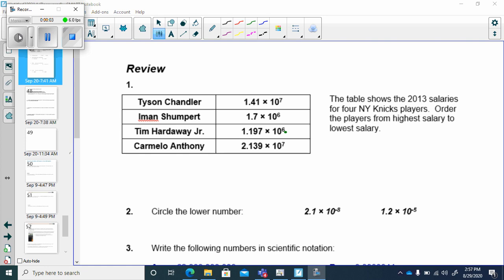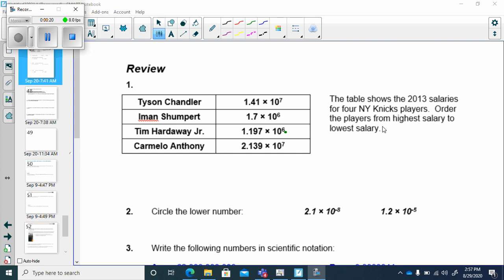This is Module 1, Lesson 11. We're going to review first, then we're going to try some word problems. Okay, the first thing here says, the table shows the 2013 salaries for 4 New York Knicks players. Order the players from highest to lowest.